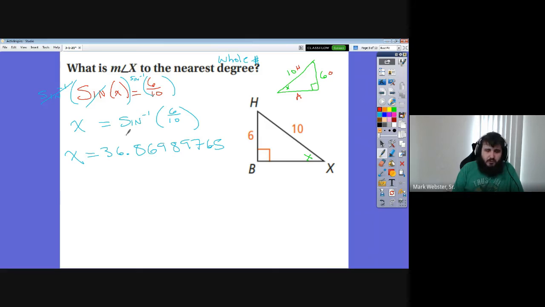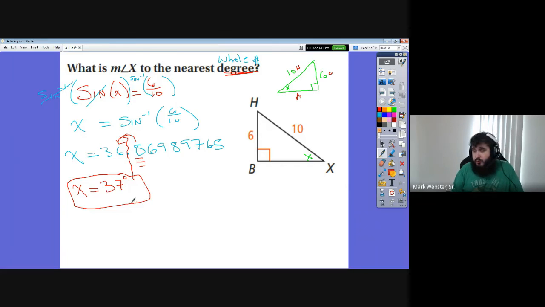And we're going to round it to the nearest degree, the nearest whole number. Is this number bigger or equal to 5? Yes. So this is going to get rounded up to 37. And then we actually do get a unit here, degrees. So make sure you put the degree measure. All right. So we already have the ratio. We just need to take the inverse sine, throw it into the calculator, and then we're good. All right. Your turn. Give this a try.